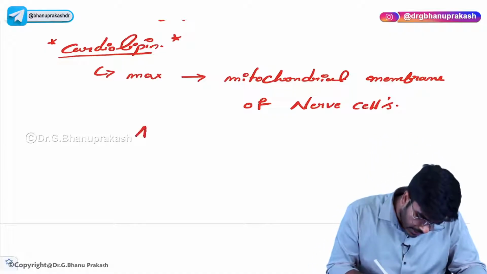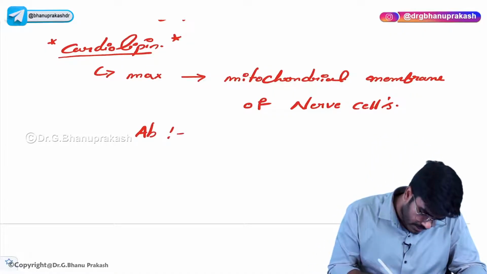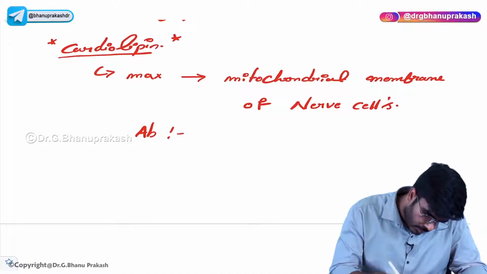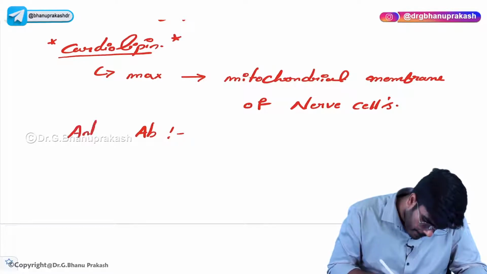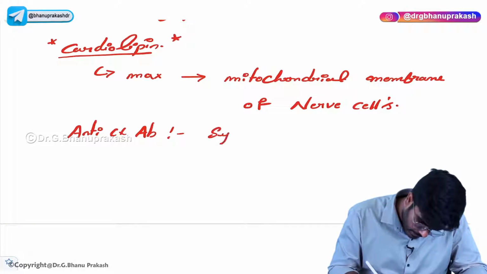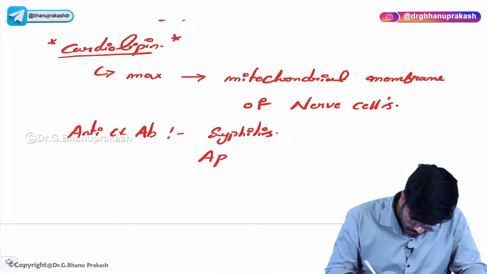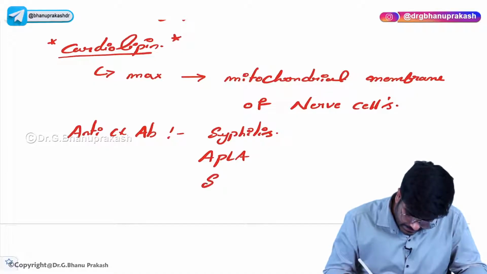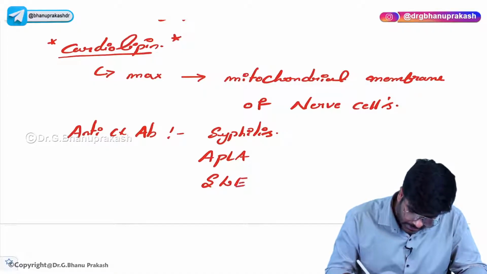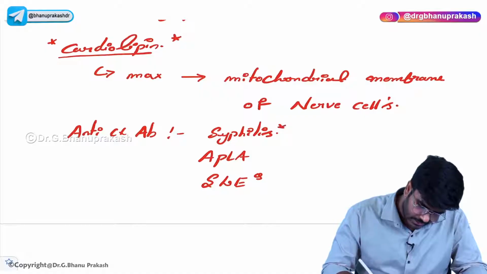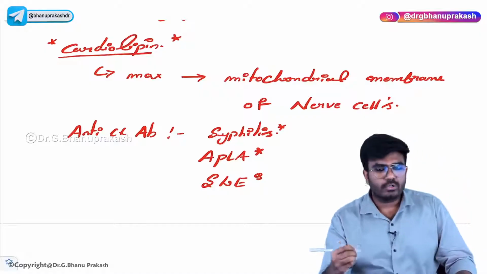Okay, just let me write it down here for completion purposes. Antibodies, okay, anti-cardiolipin antibodies are seen in syphilis, APLA syndrome as well as SLE, systemic lupus erythematosus. Okay, just know at least these 2 points.